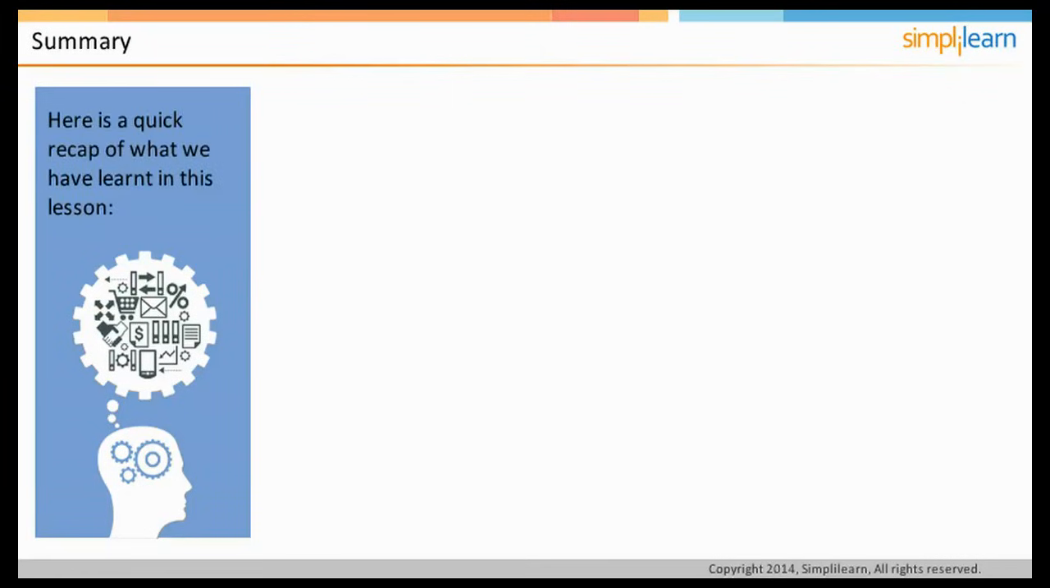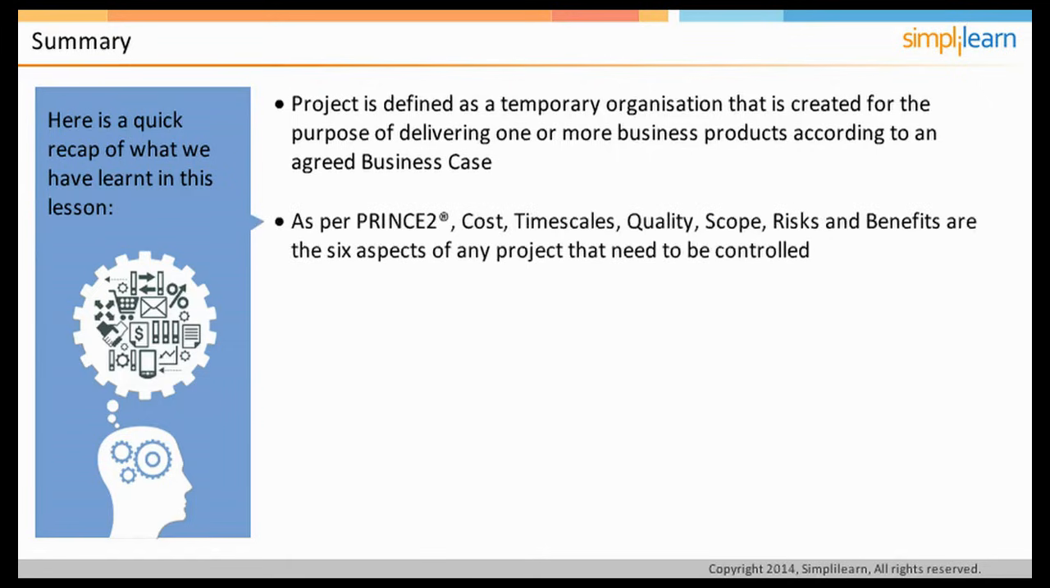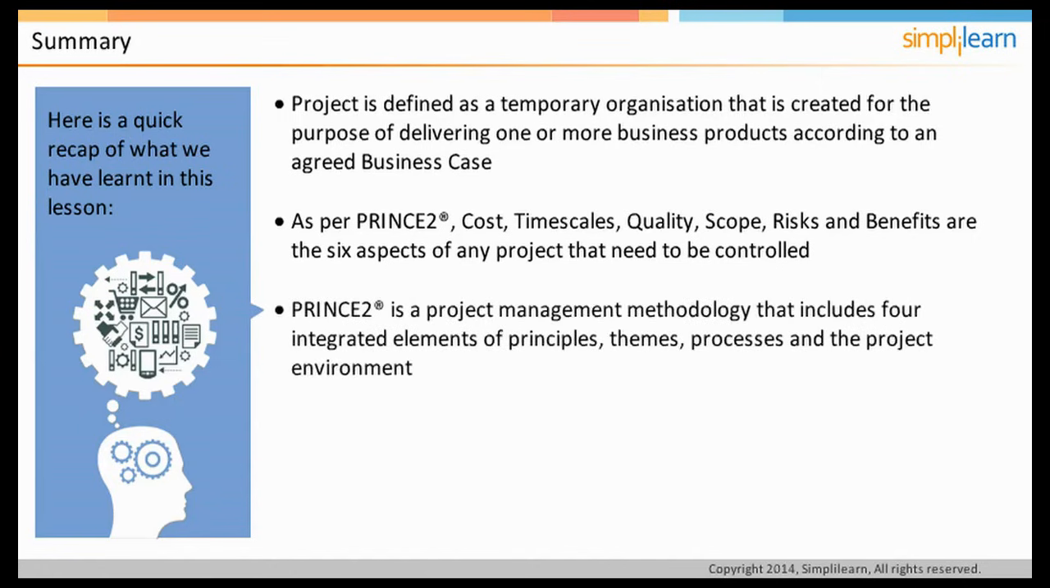Here is a quick recap of what we have learnt in this lesson. A project is defined as a temporary organization that is created for the purpose of delivering one or more business products according to an agreed business case. As per PRINCE2, cost, timescales, quality, scope, risks, and benefits are the 6 aspects of any project that need to be controlled. PRINCE2 is a project management methodology that includes 4 integrated elements of principles, themes, processes, and the project environment.